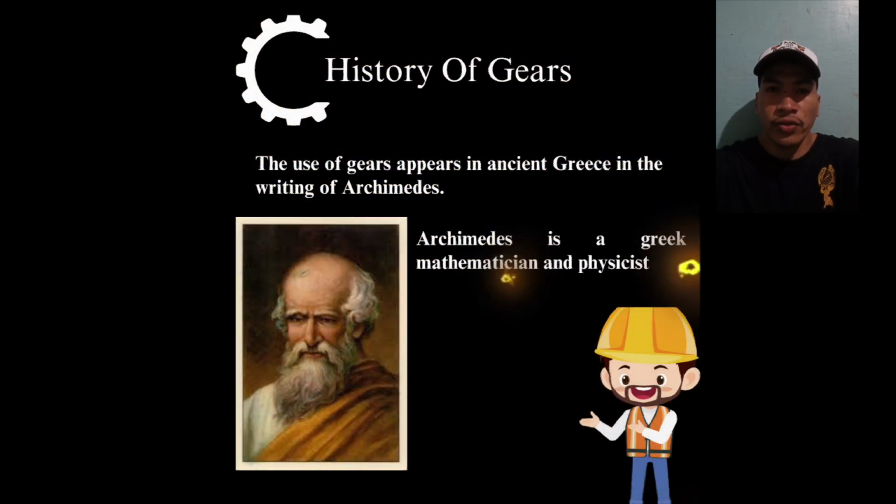History of gears. The use of gears appears in ancient Greece in the writing of Archimedes. Archimedes is a Greek mathematician and physicist. Archimedes of Syracuse was an ancient Greek mathematician, physicist, engineer and astronomer, and also an inventor of the ancient city of Syracuse in Sicily. Although few details of his life are known, he is considered one of the leading scientists in classical antiquity.